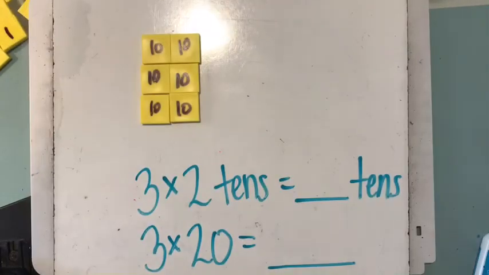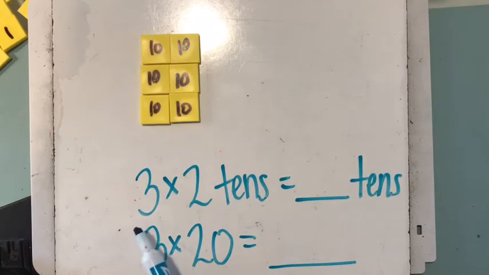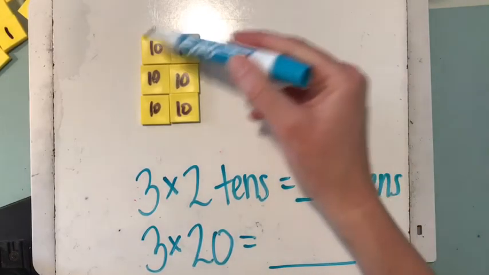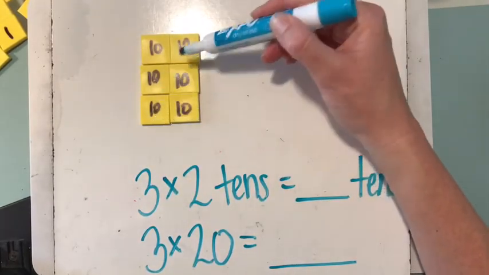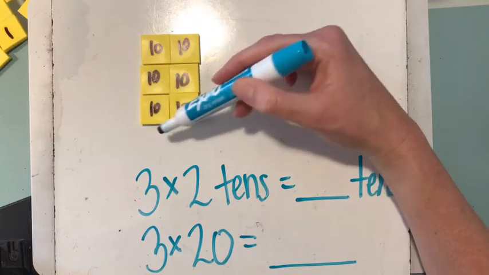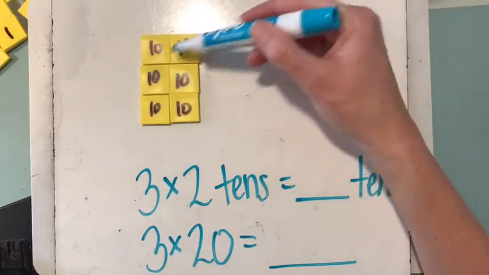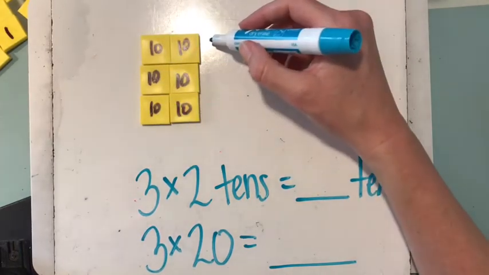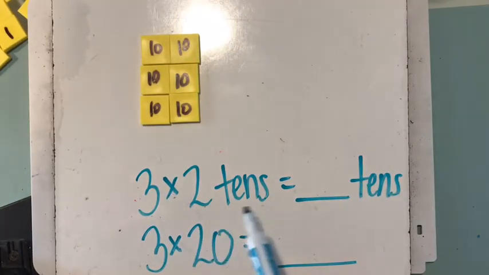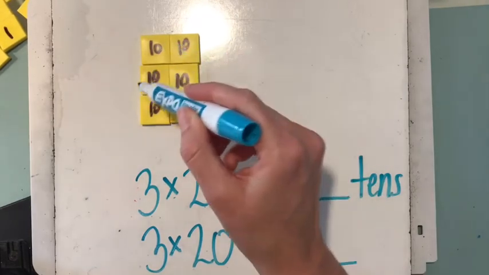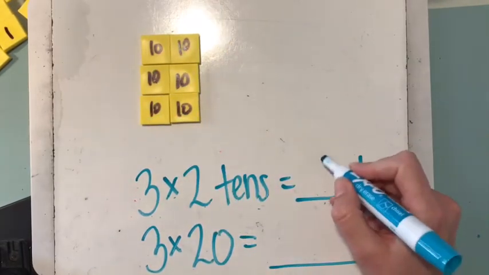Okay, so now I want to solve multiplying, my unit is now going to be 10 instead of ones. So I have 3 times 2 tens equals how many tens? I already put my array together. So I have 3 rows of 2 tens, right? Each row has 2 tens in it. So now I'm going to count how many I have. Well, I have 1, 2, 3, 4, 5, 6 tens.